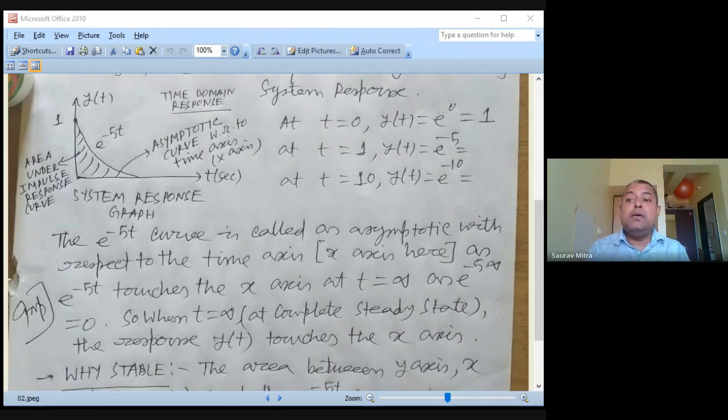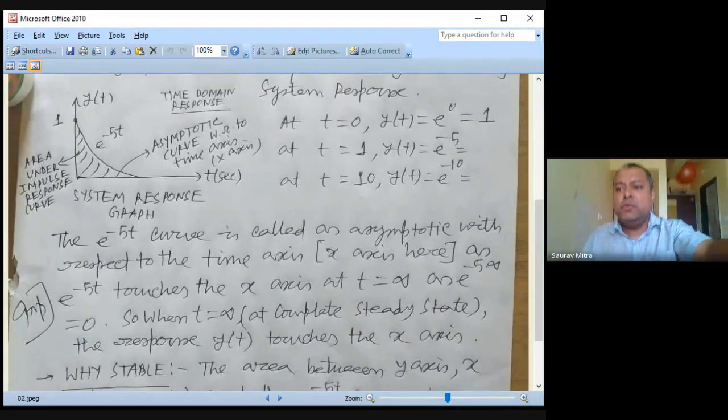Which system? 1 by s plus 5. So here T(s) is equal to 1 by s plus 5. From there we have substituted x equal to 1. We have found y(t) is equal to e raised to minus 5t, and we have plotted it. We have seen that at t equal to 0 it starts from 1. At t equal to infinity it touches 0. So this is actually the t equal to infinity point, let's assume. And we are finding that this curve e raised to minus 5t, with x-axis the time domain and y-axis y(t), is producing a bounded area.